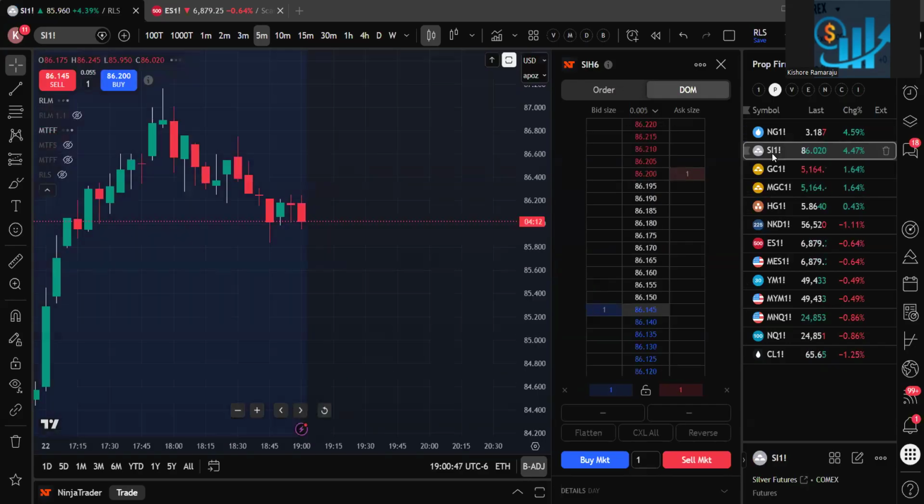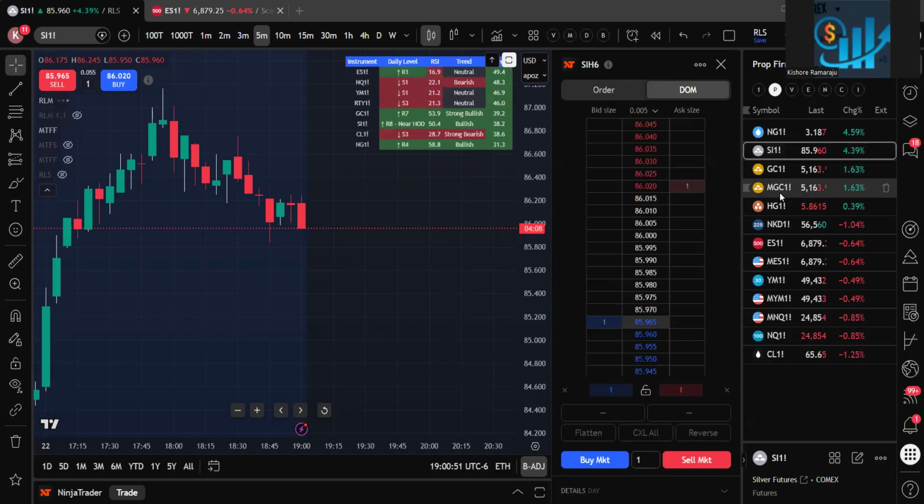So for silver, we don't have micros. For GC, we have micros. So GC is a better, lower risk one.